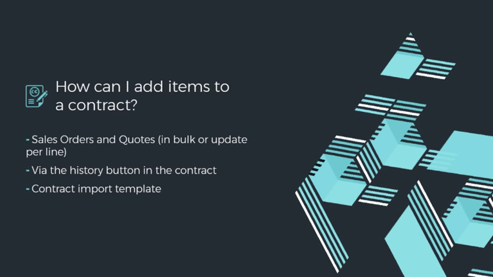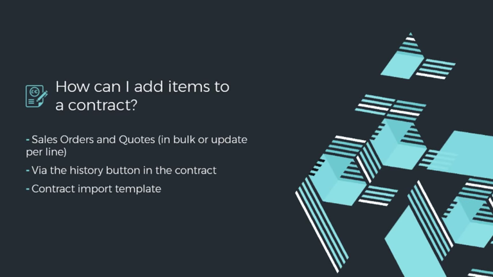The other option as well is via the history button in the contract. I'll go through all these once I've gone off the screen. So in the history and in your contract, you can view your last order, how much they've bought between the period of May and June. You can view all the information and then make a decision as to whether you're going to add that to your customer's contract as well.